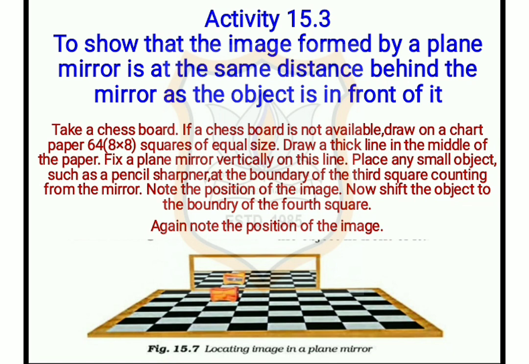Now we will perform Activity 15.3 to show that the image formed by a plane mirror is at the same distance behind the mirror as the object is in front of it.